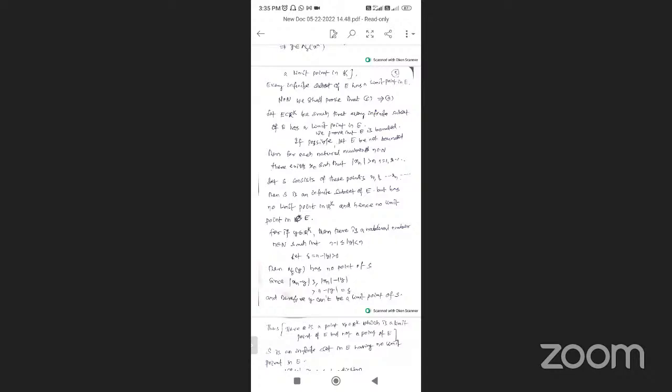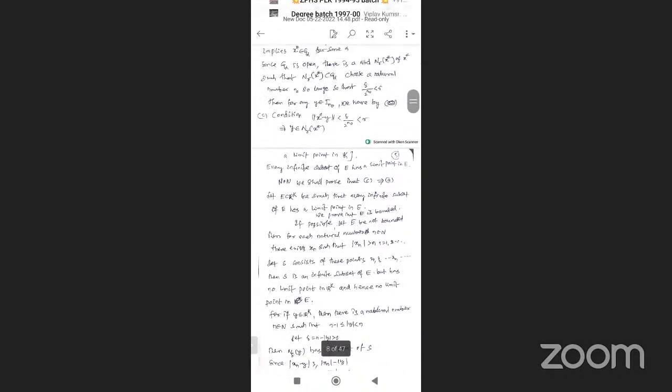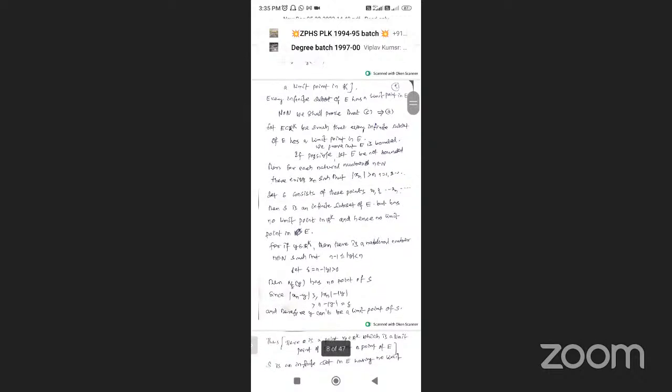Let E be a subset of R power of k such that every infinite subset of E has a limit point in E. We prove that E is bounded. If possible, E is not bounded. Then for each natural number n belonging to N, there exists x_n, and so there exists a sequence x_n.